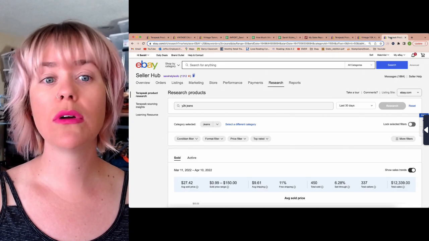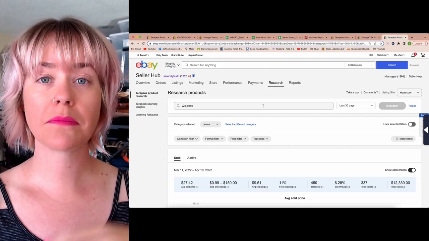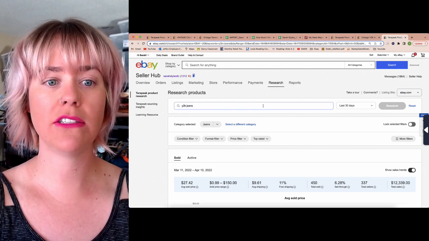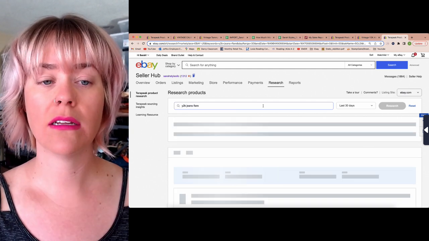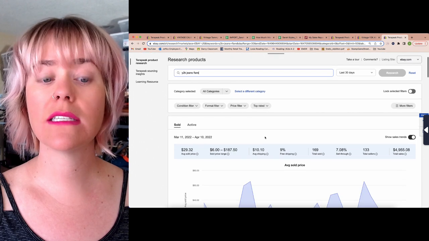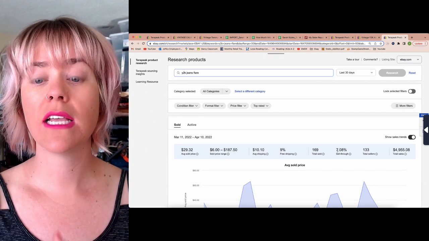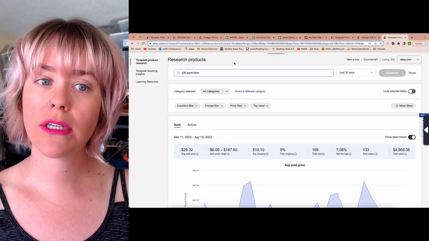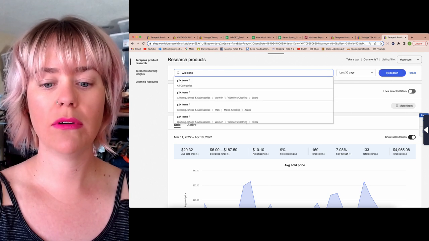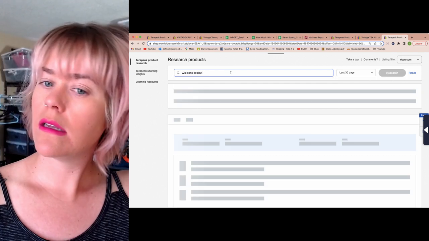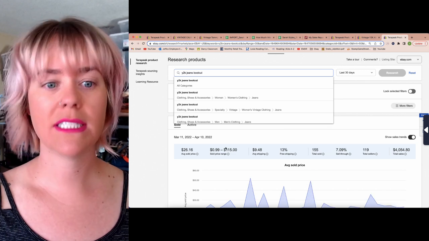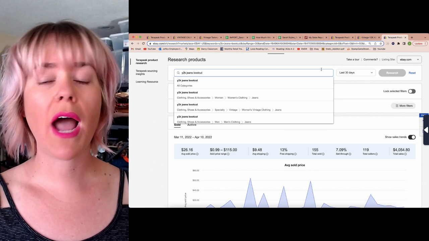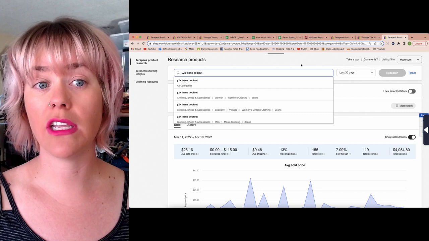what kind of styles. Is bootcut selling better than flared? So we're going to type in Y2K jeans flare and just compare the two. This is an average sale price of $29, sell-through rate of 77%. And then if you type in bootcut, 7%, average sale price of $26. So I think those are the two main things that you're looking for.